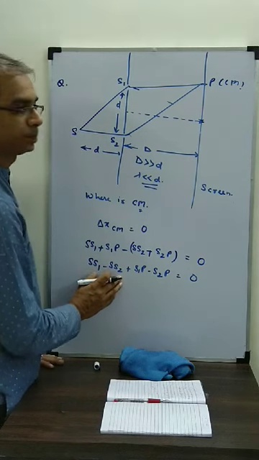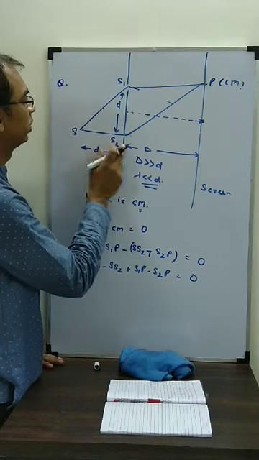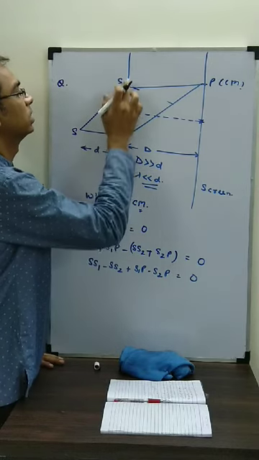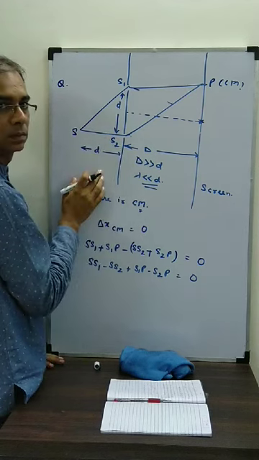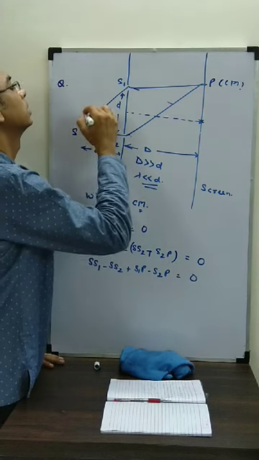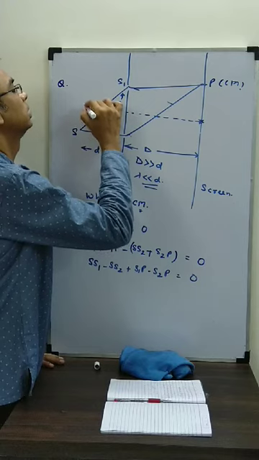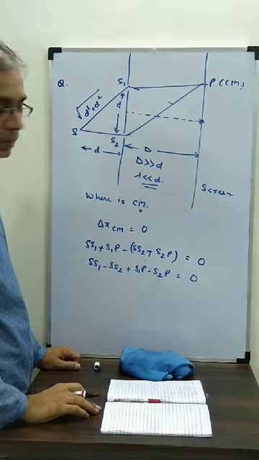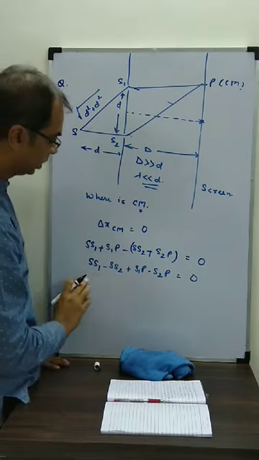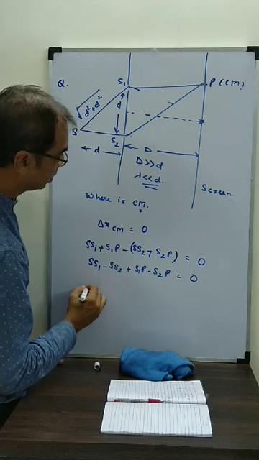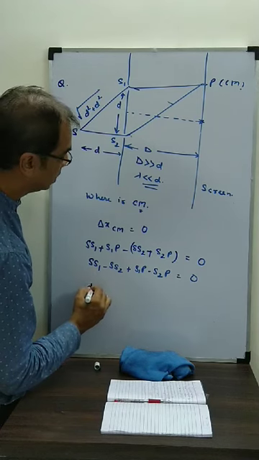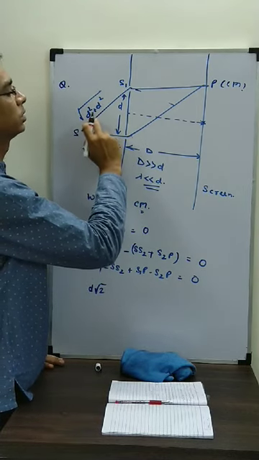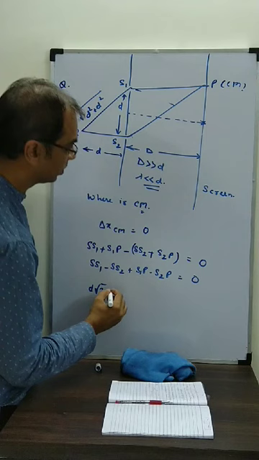Now you can see that SS2 is D, and SS1 is what? This is a right angle triangle you can see over here. So we can write this as the root of D square plus D square. So this is SS1, that is D root 2. We can write this as D root 2 minus SS2, that means minus D.